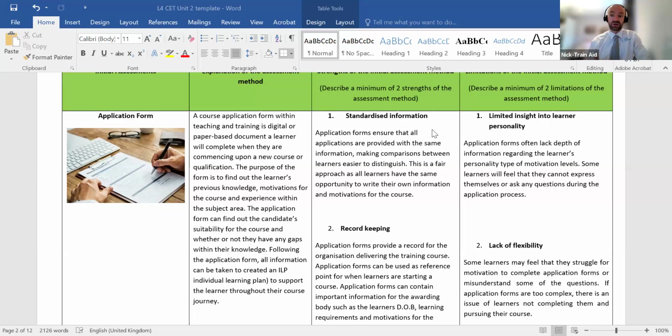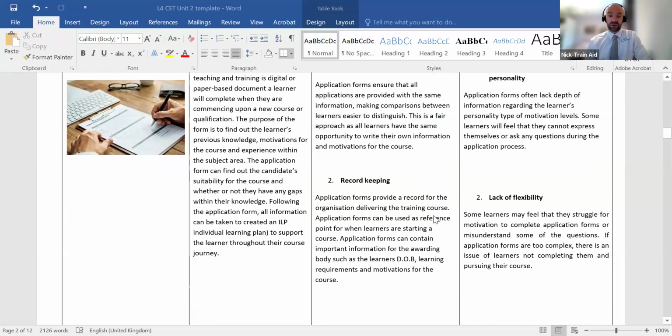So you have that hard copy, and it's easier to have a chat with your fellow teachers to cross-compare the learners on their suitability for the course as well. So I think they're a fair approach. They're easier to administer, to print off. You can get your learners to complete an application form, so they're quick and easy to complete as well.